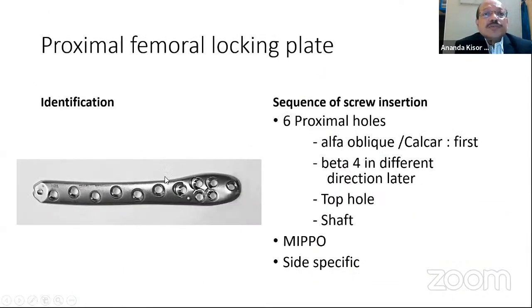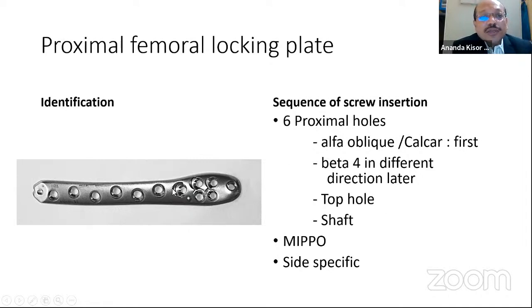And this is the proximal femoral locking plate. Why is it a proximal femoral locking plate? Again, there's a cluster of small holes, and there are some other holes. Basically, here there is no combi hole, it's a conical hole, which usually provides very little micromotion once the screw engages inside the hole. So there are 6 proximal holes instead of 9, which is present in the PHILOS. So 6 proximal holes, and there's the alpha hole and the beta hole.